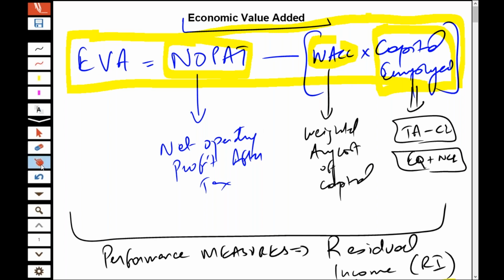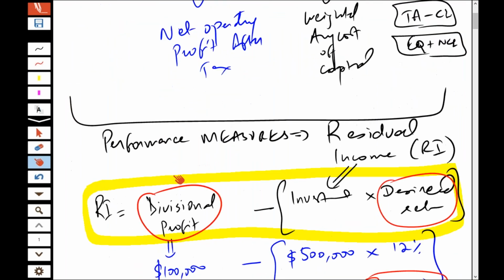Okay, economic value added was introduced in order to overcome the limitations of residual income. What were the limitations of residual income? First of all, there was the divisional profit that was being used. Divisional profits include non-cash items also. And the incorporation of the non-cash items would mean that the calculation of this excess profit is not an appropriate one.